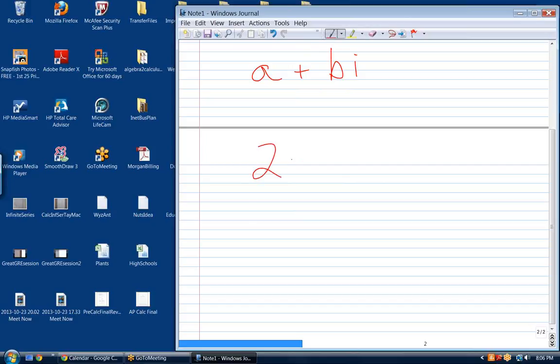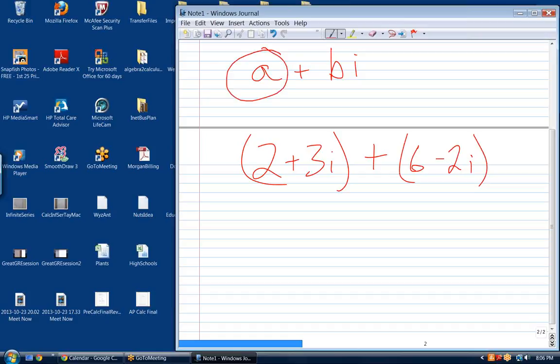Now, everything else about i is pretty straightforward. In other words, if I have 2 plus 3i and I want to add it to 6 minus 2i, this is the real part, this is the imaginary part. And it's usually stated in this format, a plus bi. So to add these, you add the real parts, and you add the imaginary parts. Pretty straightforward. Same thing with subtracting.